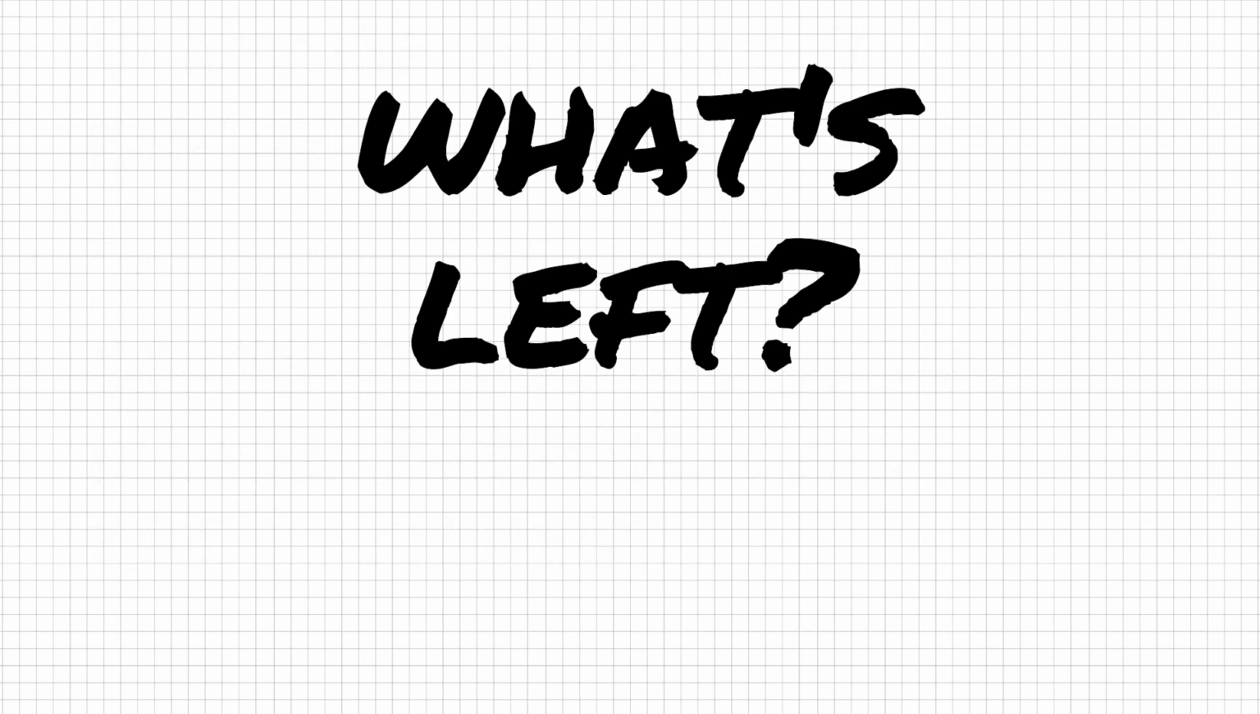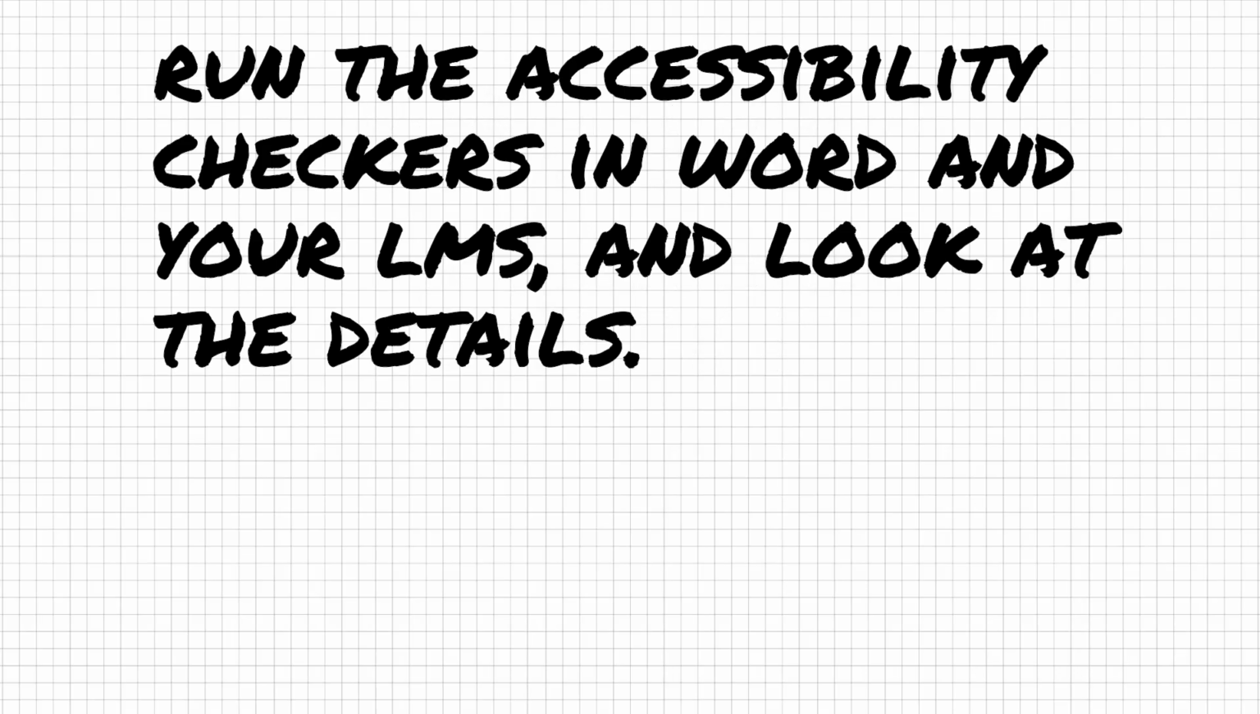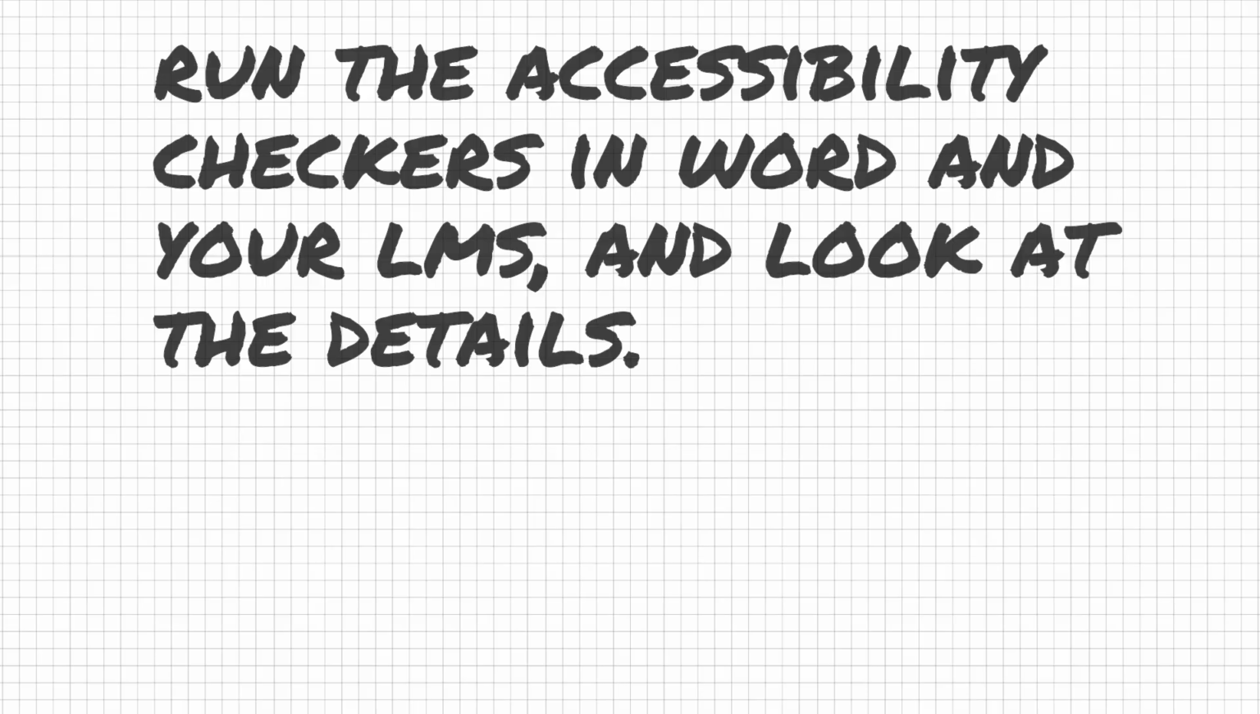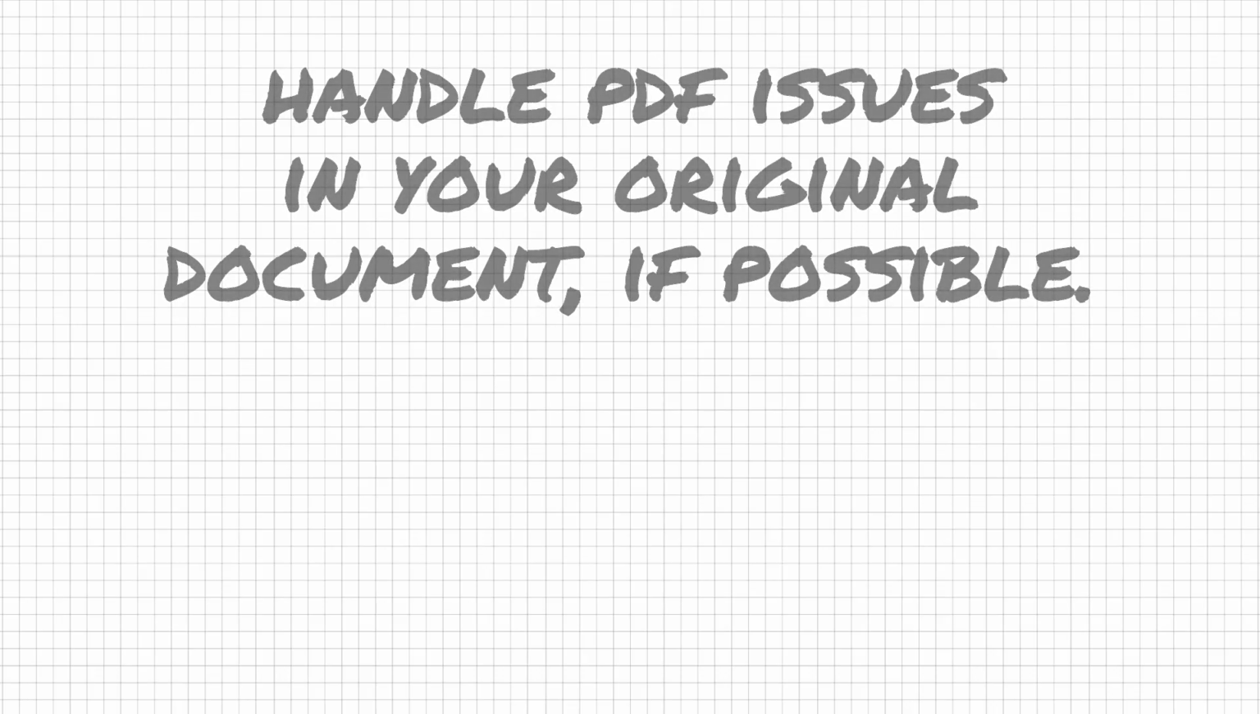That should take care of most of your document accessibility problems. You can run the accessibility checker in Word. If the Ally accessibility checker tells you there are more issues, look at what it's highlighting. Go back to your editor and fix what's been highlighted. If you have PDF issues and you have the original document, edit in the original document and then export as a PDF. If you don't have the original document, there are ways to edit the document in Acrobat. Watch my tags video to see how to do that.